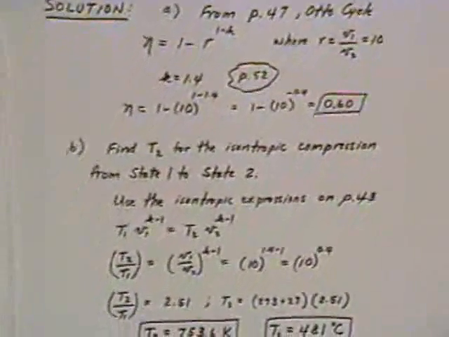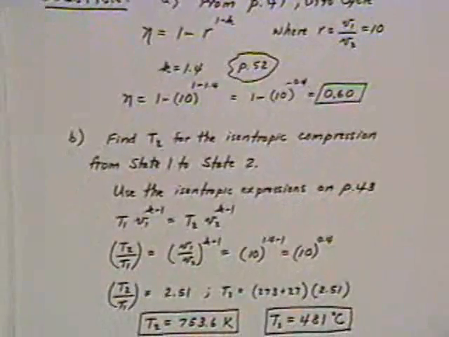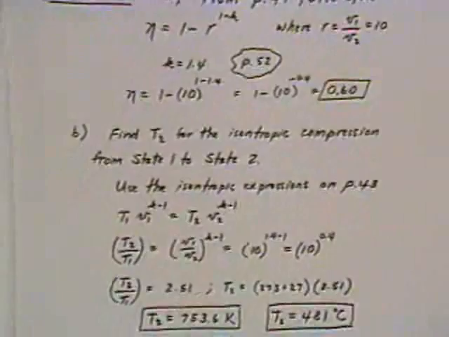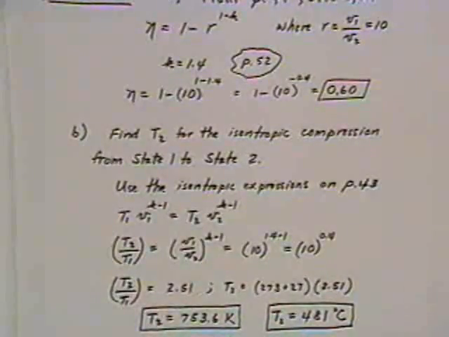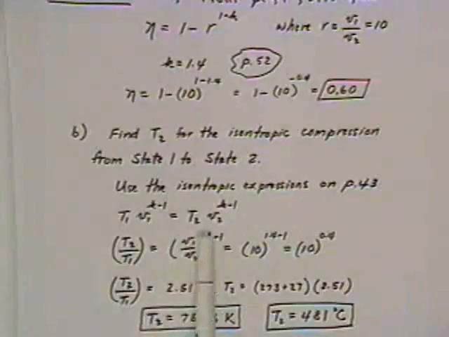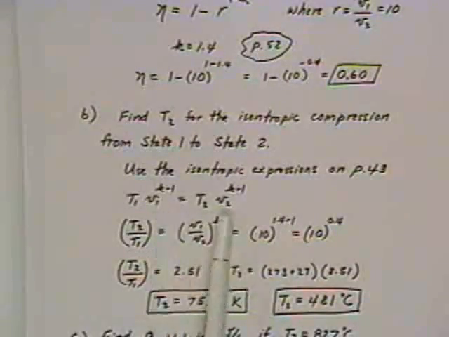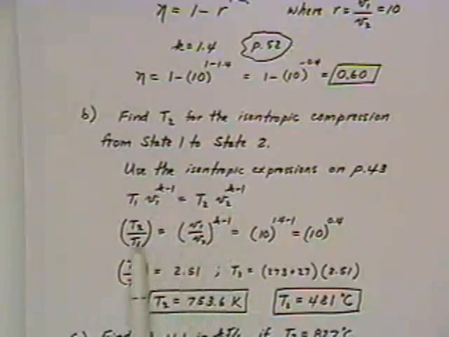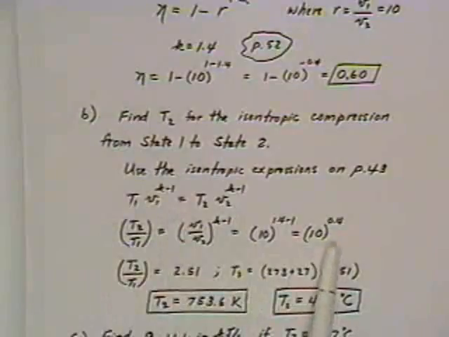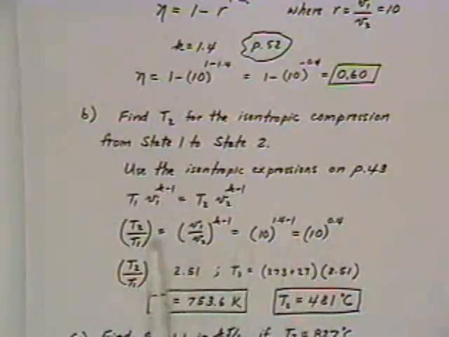Okay, B part. Find T2 for the isentropic compression from state 1 to state 2. We'll go back to the isentropic expressions that we had on page 43. It says T1 V1 to the K minus 1 power is equal to T2 V2 to the K minus 1 power. And so these become the most convenient to use because volumes are given, and we've given the volume ratio V1 to V2 is 10. Of the various isentropic expressions relating temperature, pressure, and volume, this is the most convenient to use when analyzing the Otto cycle.